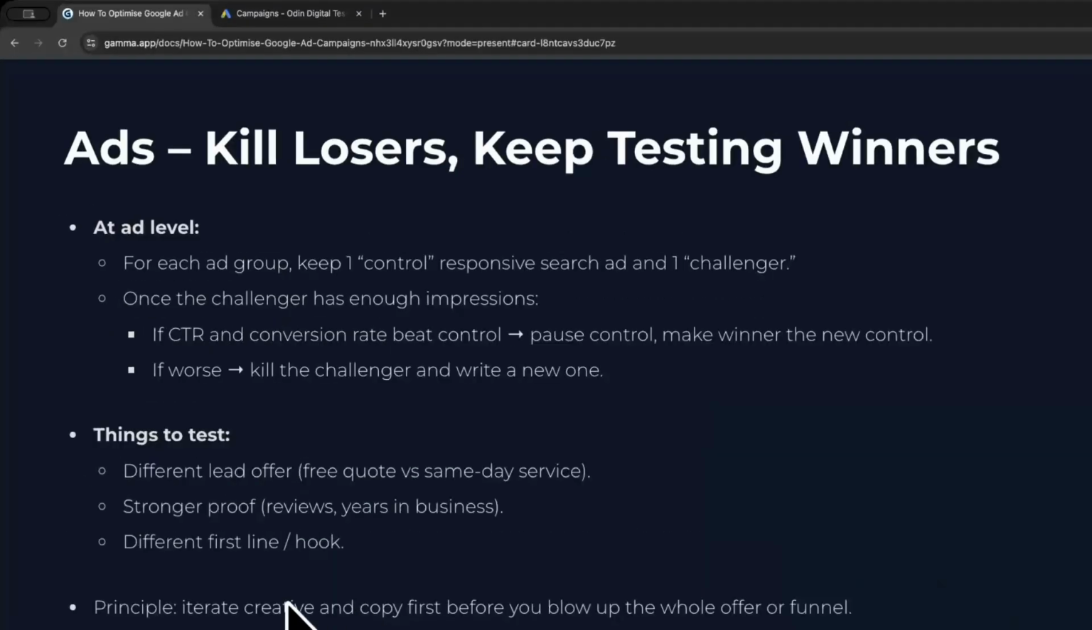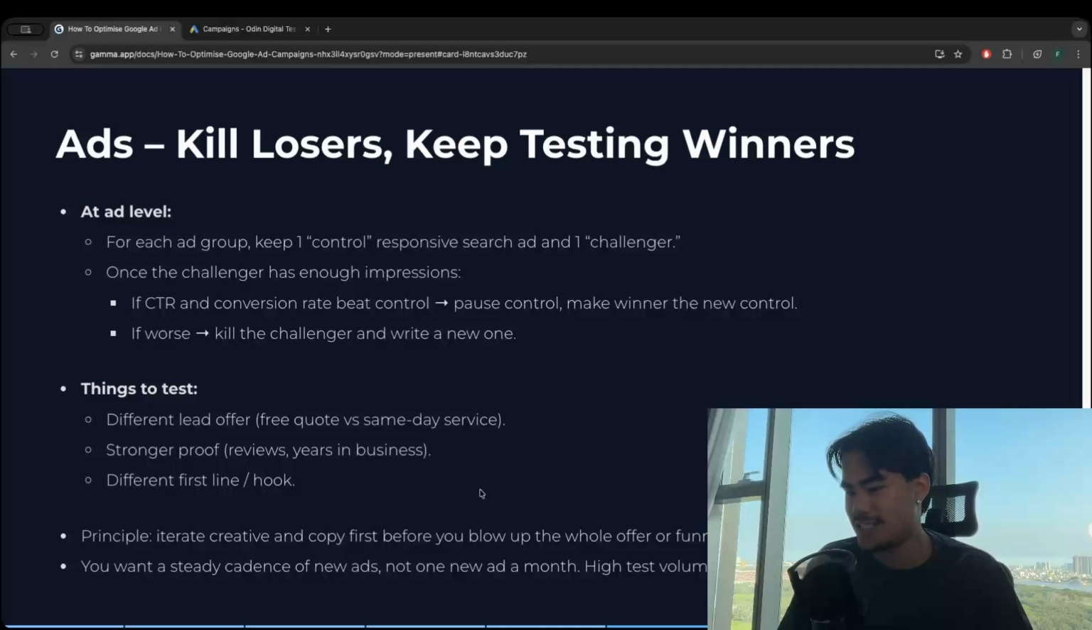And in terms of the principle, you want to iterate creative and copy first before you blow up the whole offer or funnel. And you want a steady cadence of new ads, not one new ad a month, right? High test volume finds winners faster. So again, volume negates luck, right?